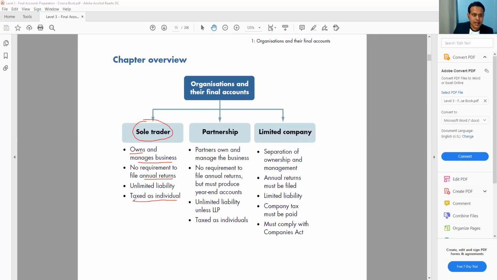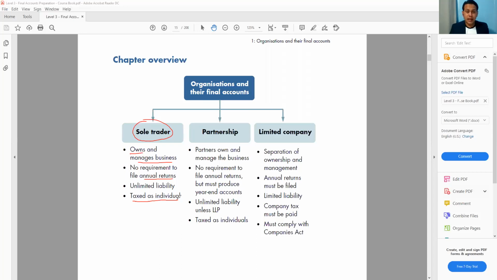Tax as individual. This question is quite tricky. Tax as individual means that if anything happened with the business, you will be personally liable for any debt.